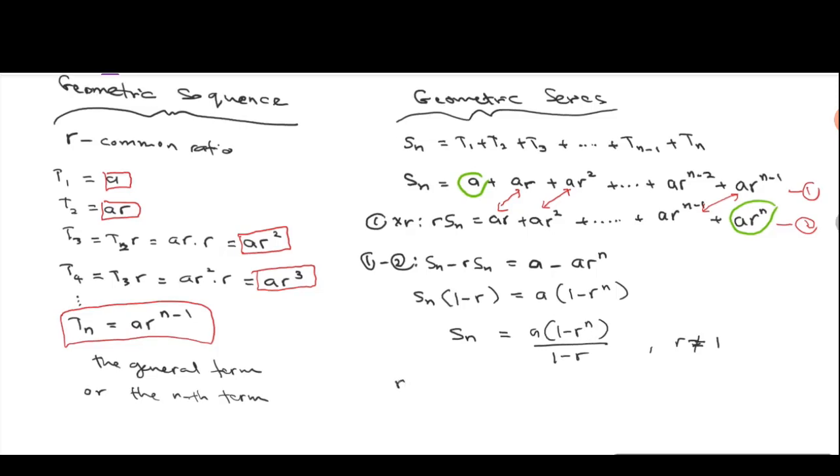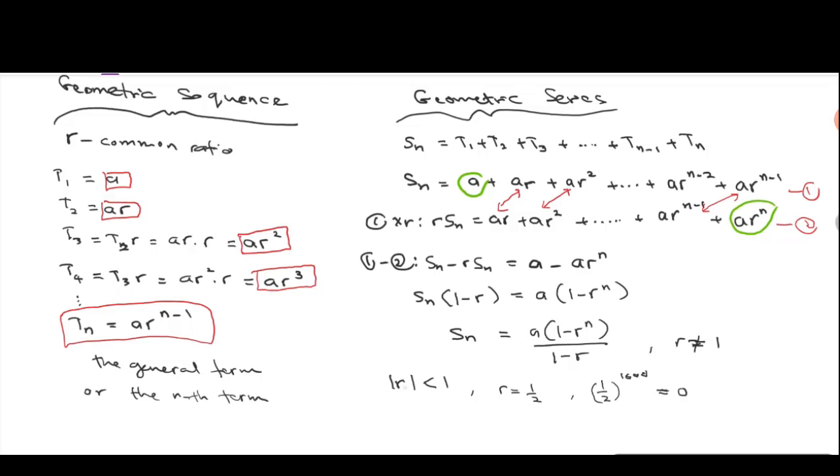If the absolute value of r is less than 1, so let's say we have r equal to 1 over 2, 1 over 2 raised to the power of a large number, let's say 1000, it will be approaching 0. So this is a special case for geometric series.